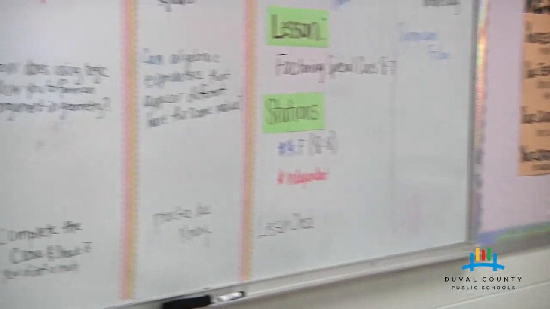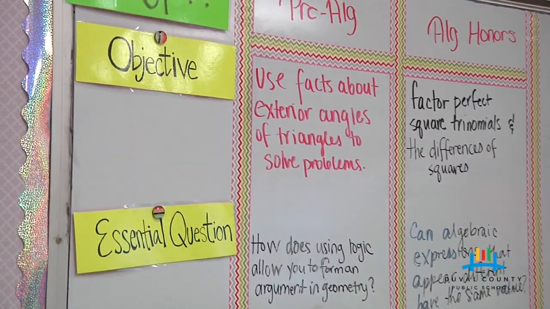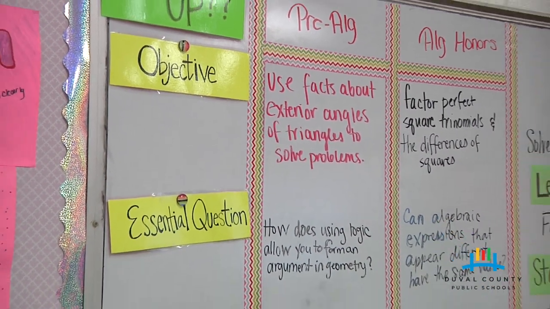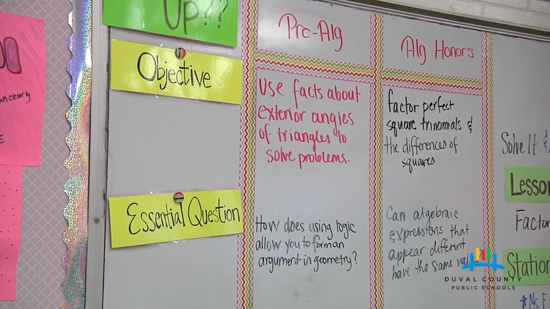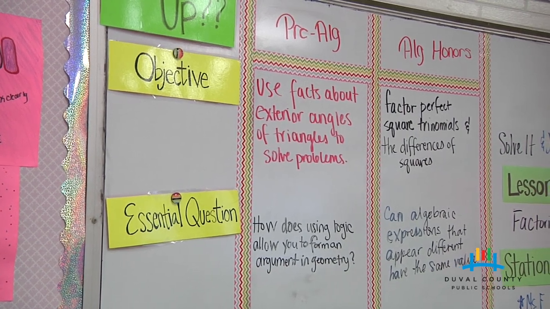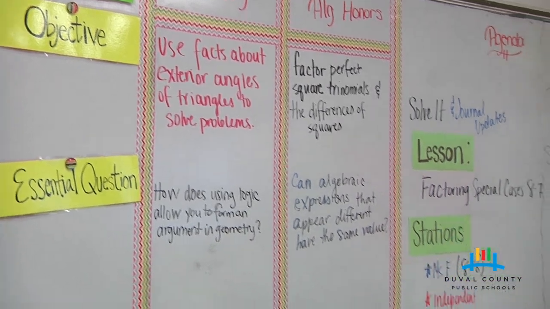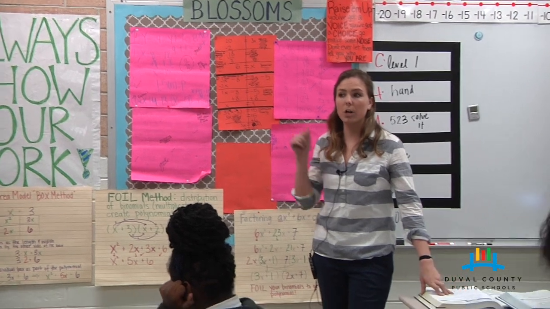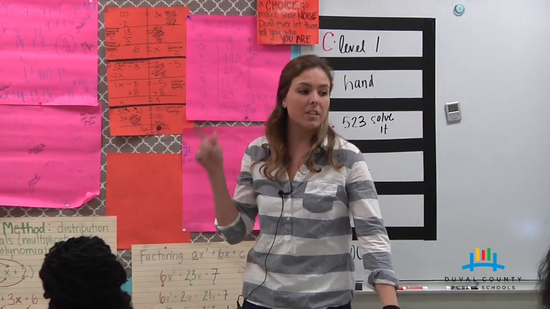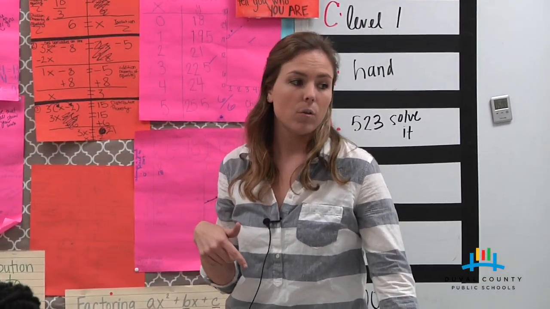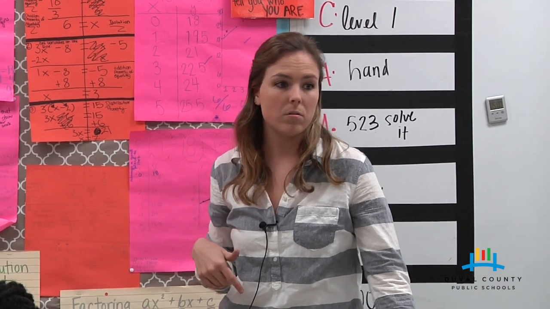Today in your Algebra 1 column, it says we're going to factor perfect square trinomials and the differences of squares. These are two special polynomials that we're going to learn how to factor, okay? What do y'all notice about the two sets of trinomials or polynomials that we're working with? One is called perfect squares. One is called the difference of squares. What do we know about perfect squares?